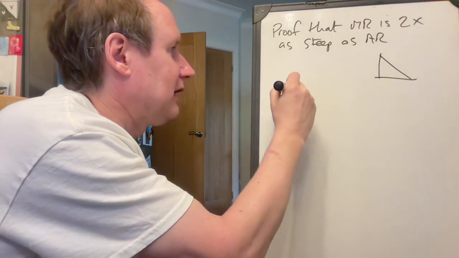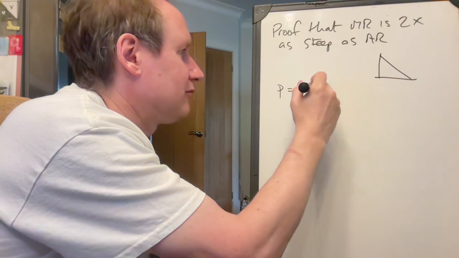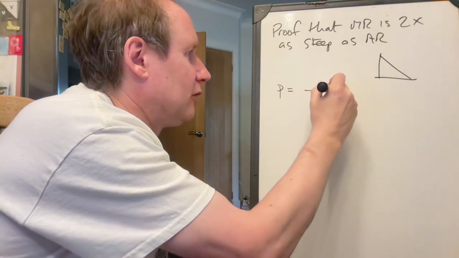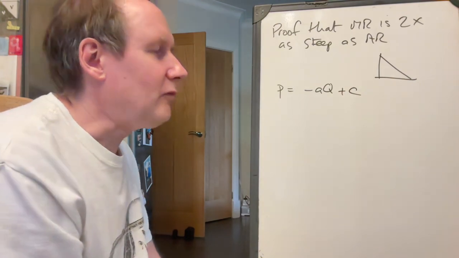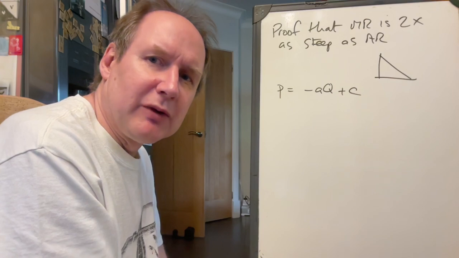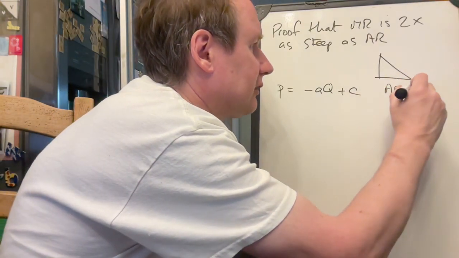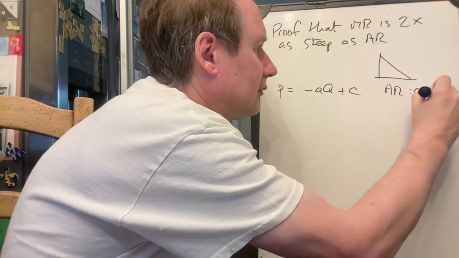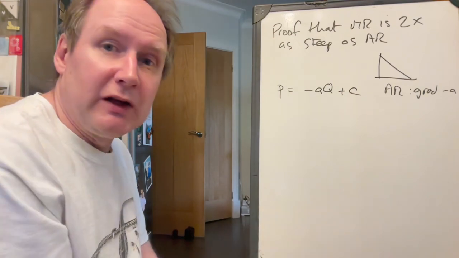P equals minus AQ plus C or something. So that's just a standard downward sloping demand line. That's average revenue, and its gradient is minus A.